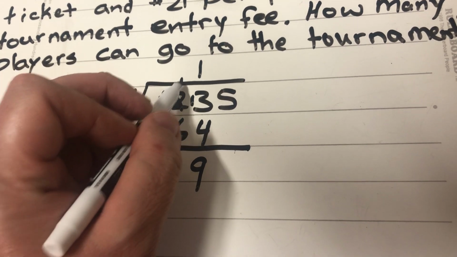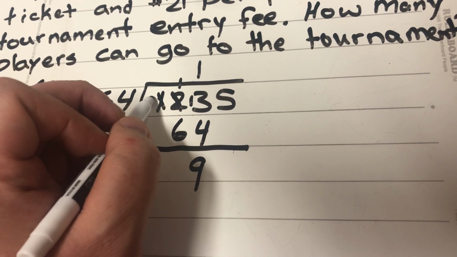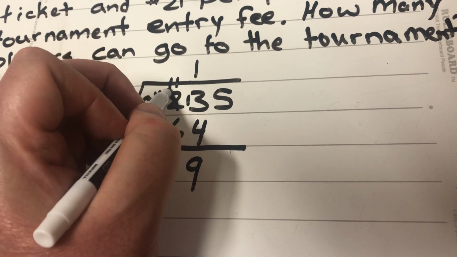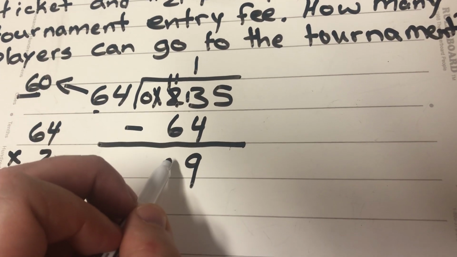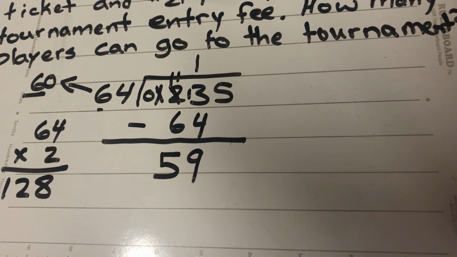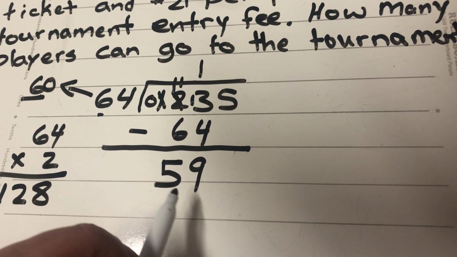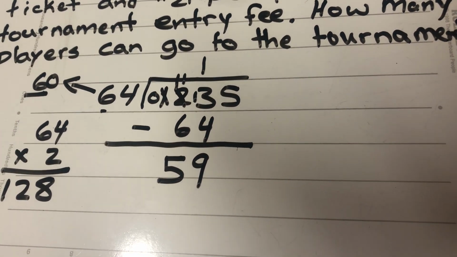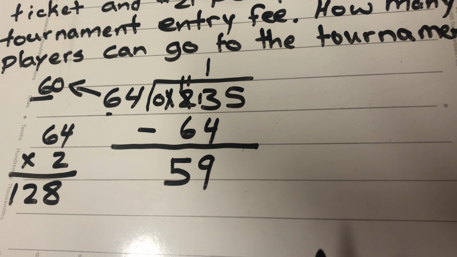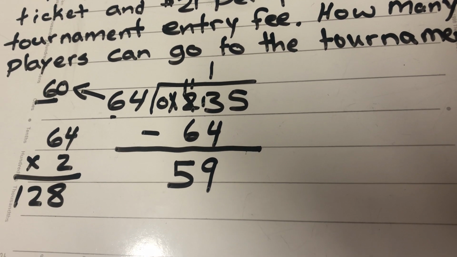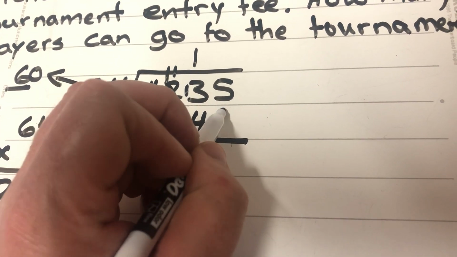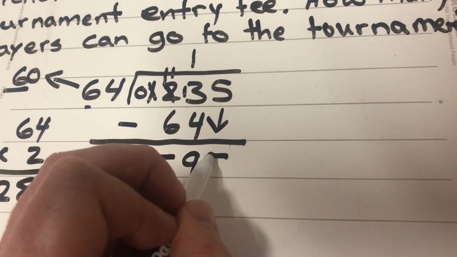And I can't do 1 minus 6, so I borrow from the 11. I make it a 0. I make that 1 and 11. 11 minus 6 is 5. I'm okay with ending up with 59 when I'm dividing by 64. I'm okay with that because 59 is less than 64. I'm going to go ahead and bring this 5 down.